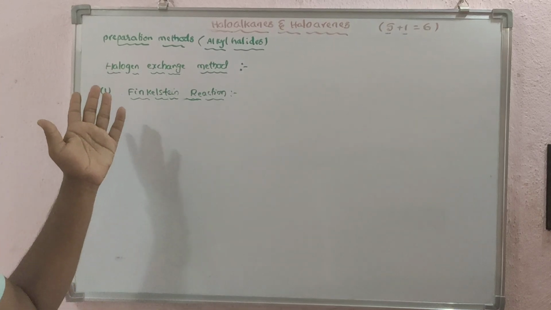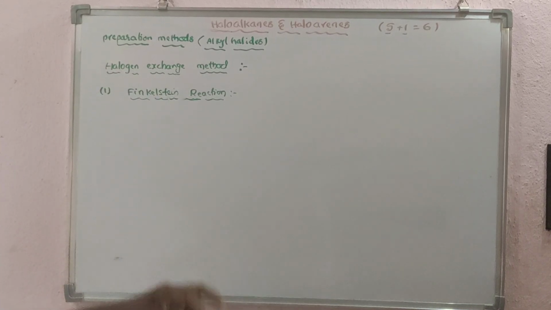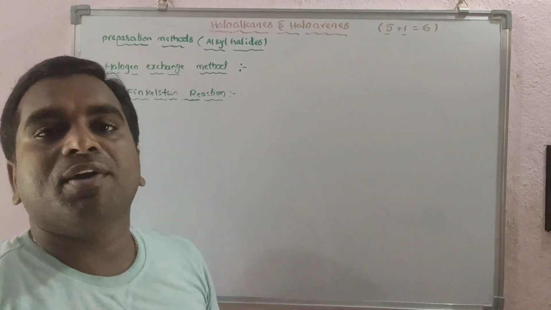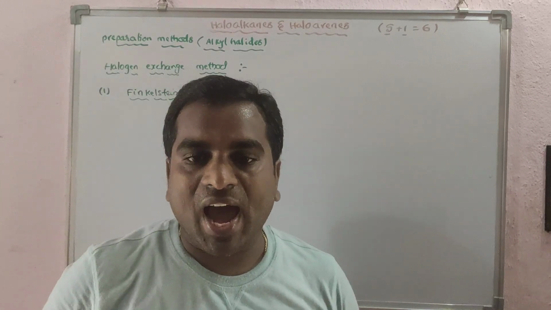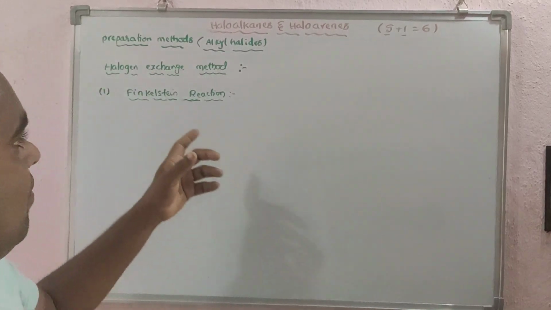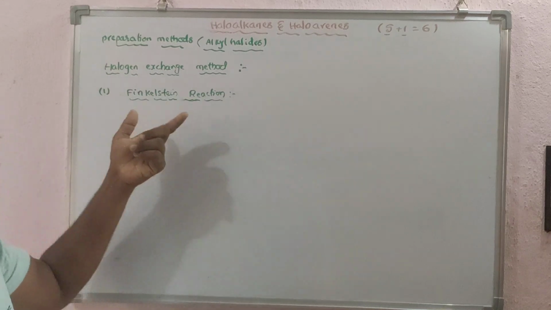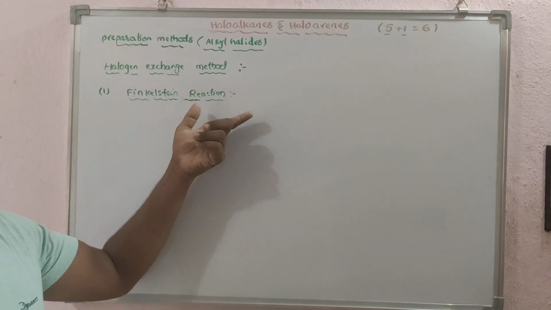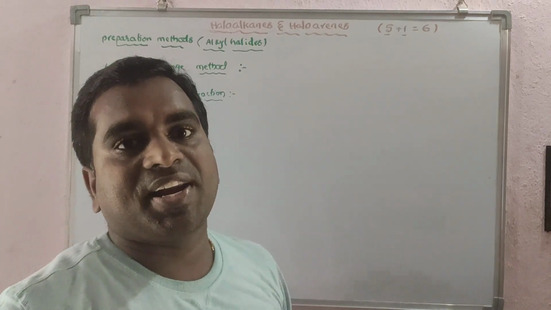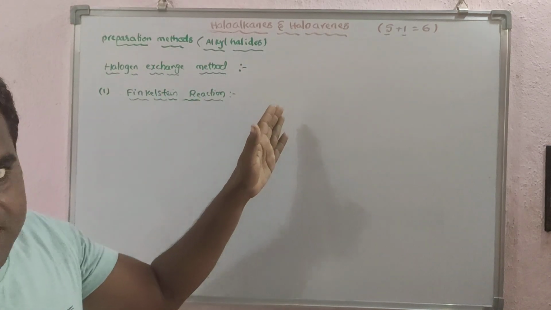And the next preparation method of alkyl halide is the halogen exchange method. By using this halogen exchange method, mainly we will prepare alkyl iodides and alkyl fluorides. Alkyl iodides are prepared by the Finkelstein reaction. Clear? What is the Finkelstein reaction? In the Finkelstein reaction, alkyl iodides are prepared.